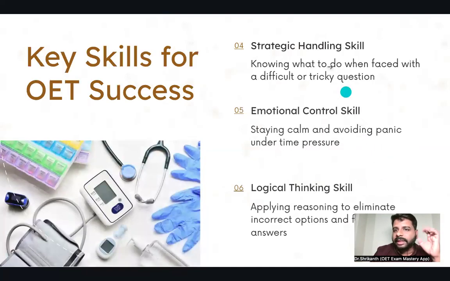Now the fourth skill that a student needs is strategic handling skill. See, the OET does not have all questions of the same difficulty level. Some questions will be very easy. Some questions will be medium difficulty questions. Some questions will be very, very difficult questions, very advanced questions. Even in part A, sometimes difficult questions can come, in part B and even in part C.